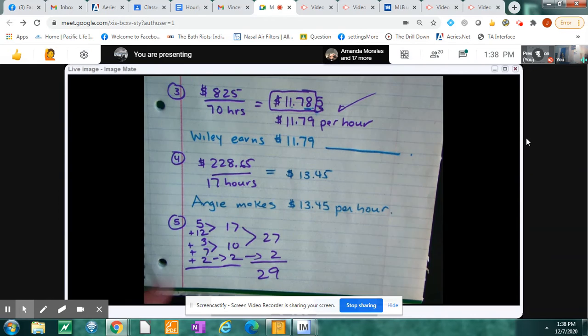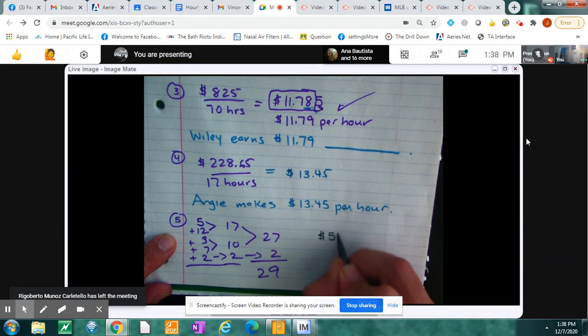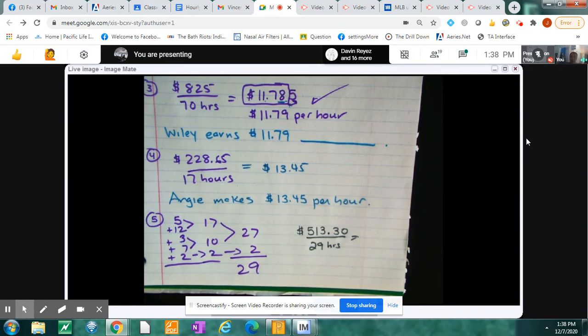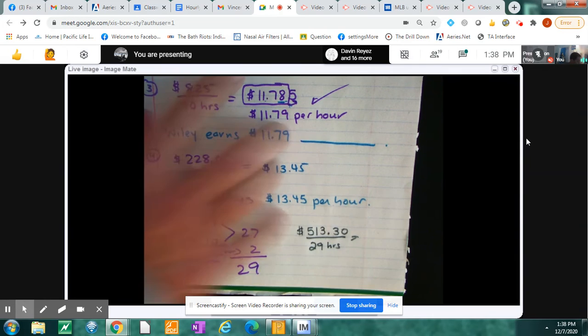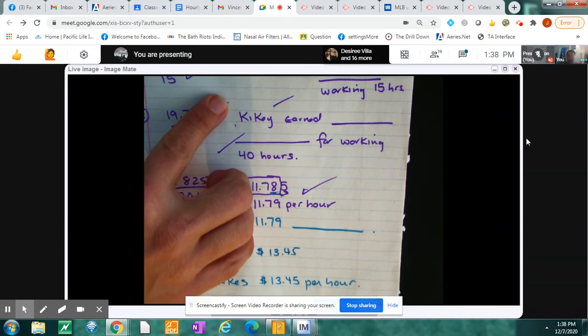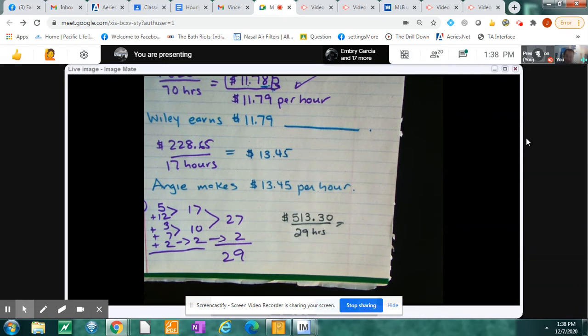All right, so now here we go. So $513.30 divided by 29 hours. You're dividing because you want that 1 hour. The other ones, remember, you want the total, so you have to multiply. See the difference? Here you want how much it is per hour, so you have to break it down. Break it down, all right? So let's go ahead and use a calculator.